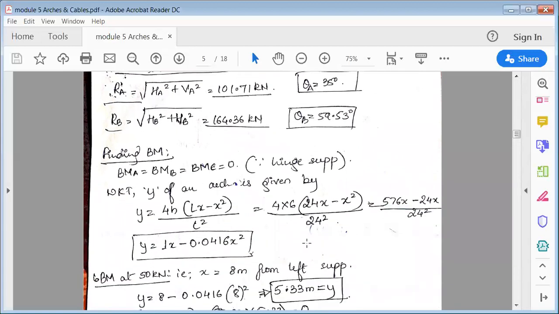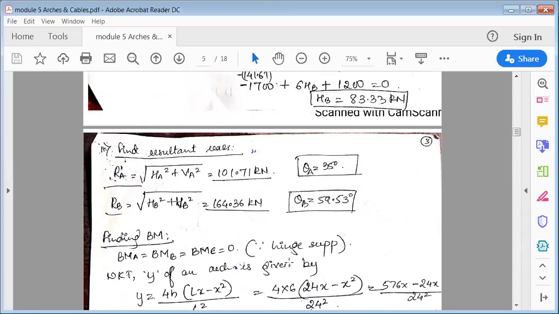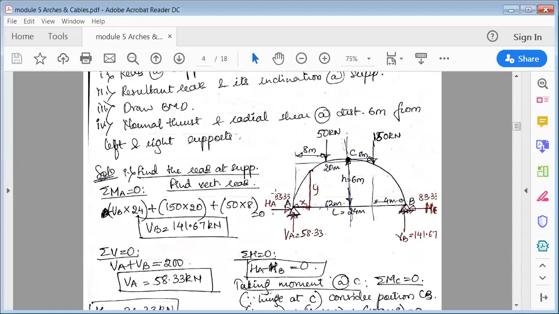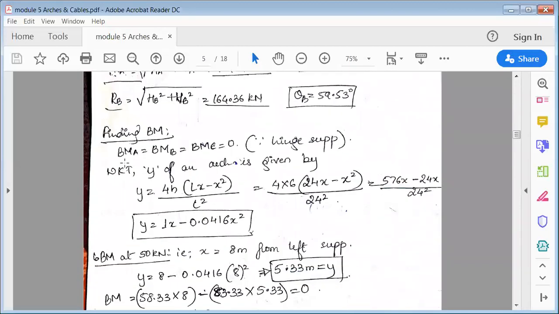Next, to find the bending moment. My main intention is to find the bending moment and then the normal thrust and radial shear. If you want to find the bending moment, we know that the bending moment at a hinge support would always be 0. The bending moments at A, B, and C are 0, because these are three hinges. So the bending moment at the support hinges would always be 0. That's what we have written here.